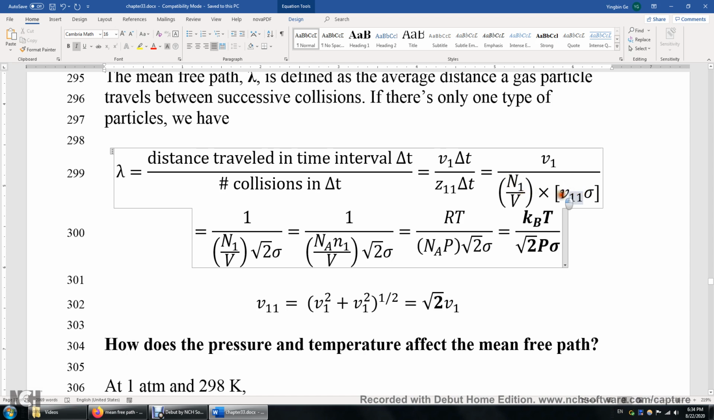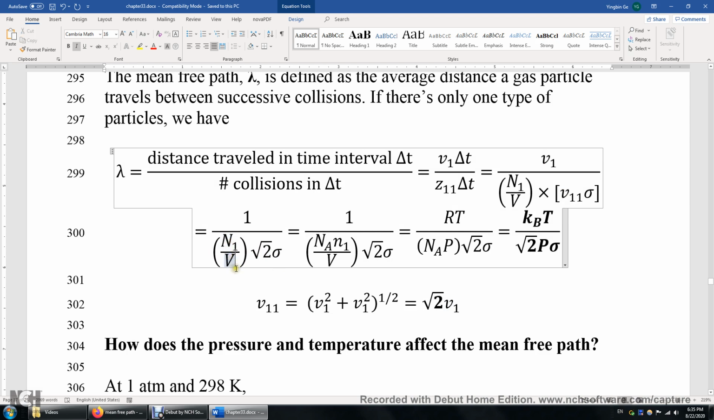And then this v11 is v1 times the square root of 2. Why? v11 is the relative speed. And here is the formula. A type 1 particle collides with another type 1 particle. The relative speed is the square root of 2 times v1. So these two partially cancel. We have a square root of 2 on the bottom. And then this n1 over v.